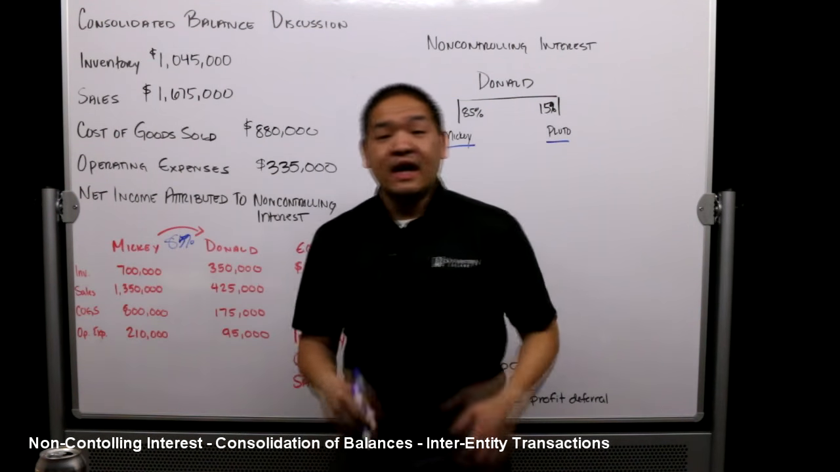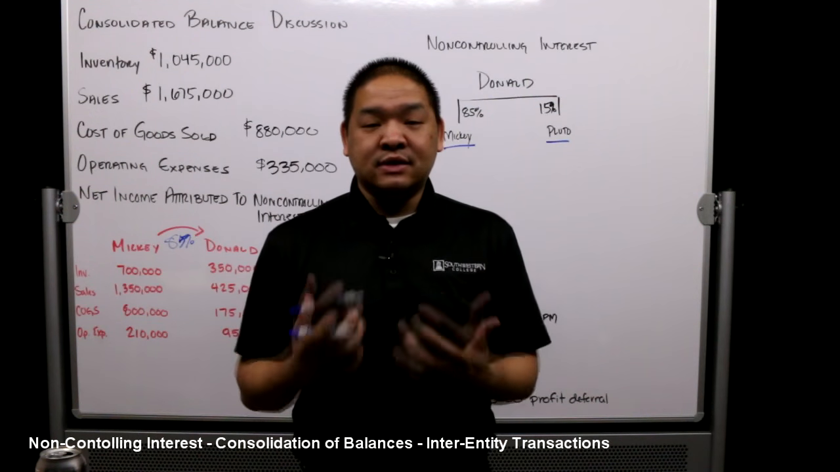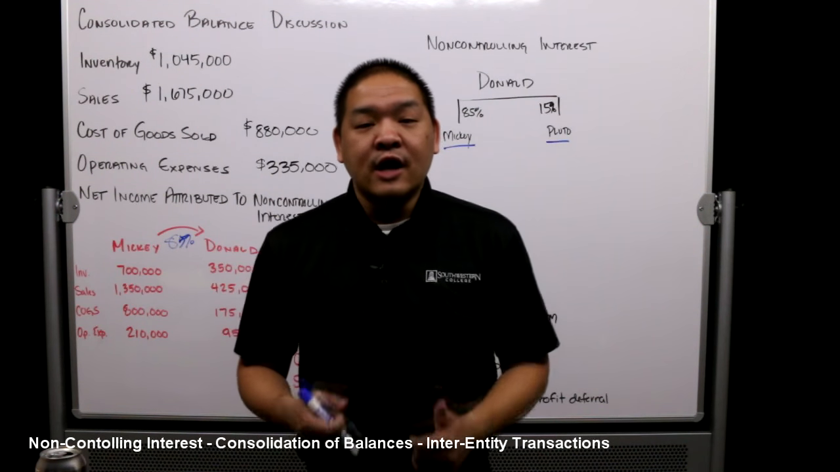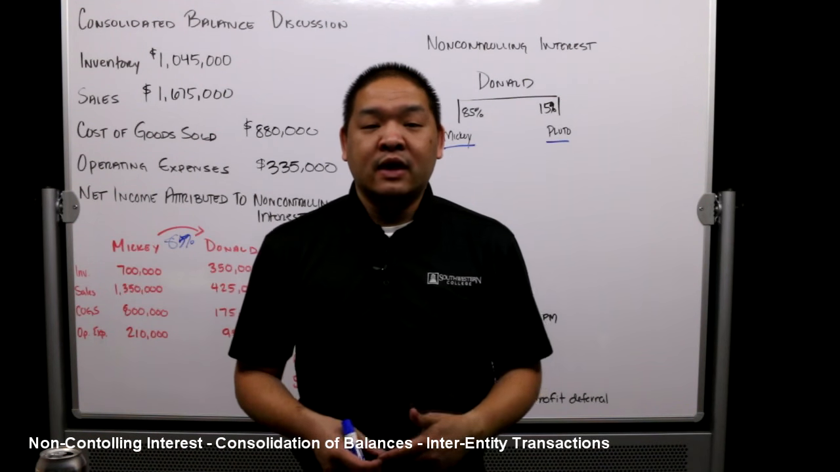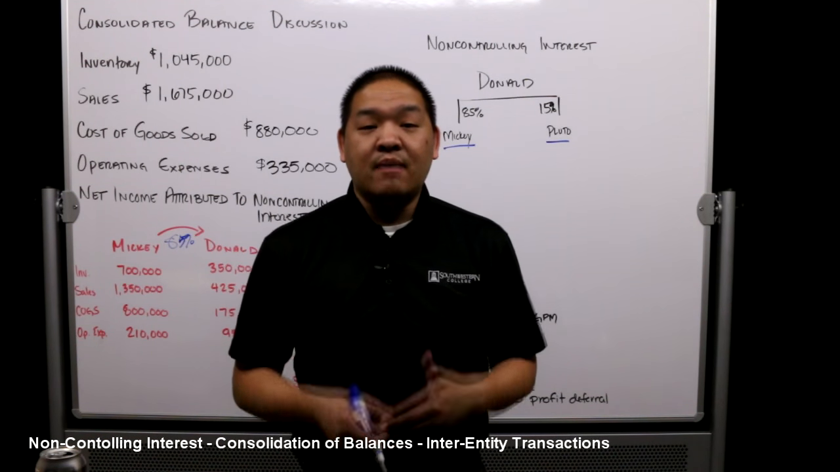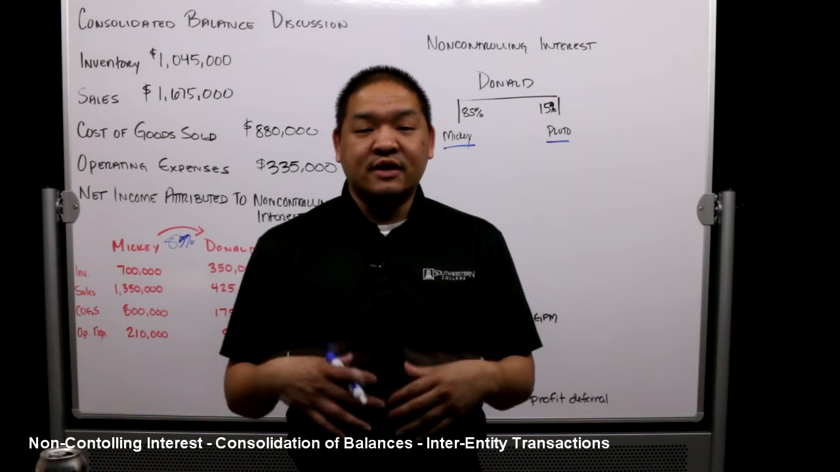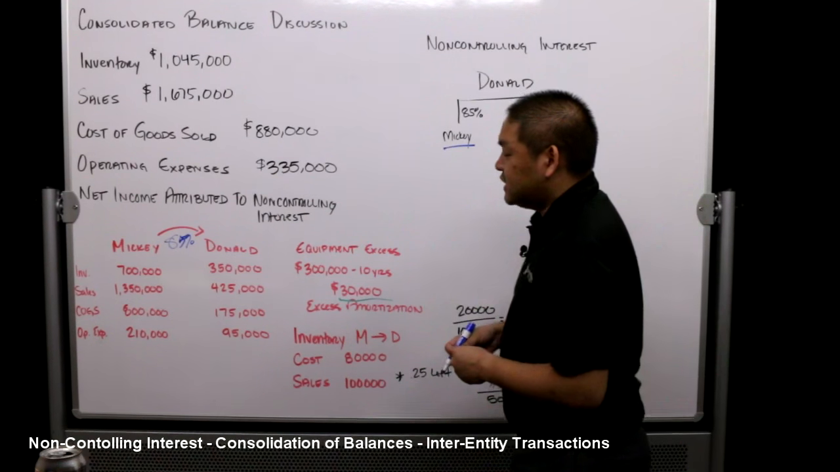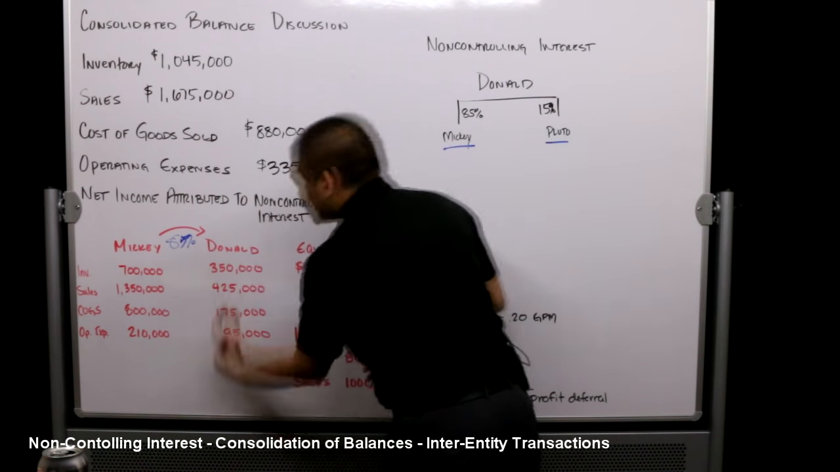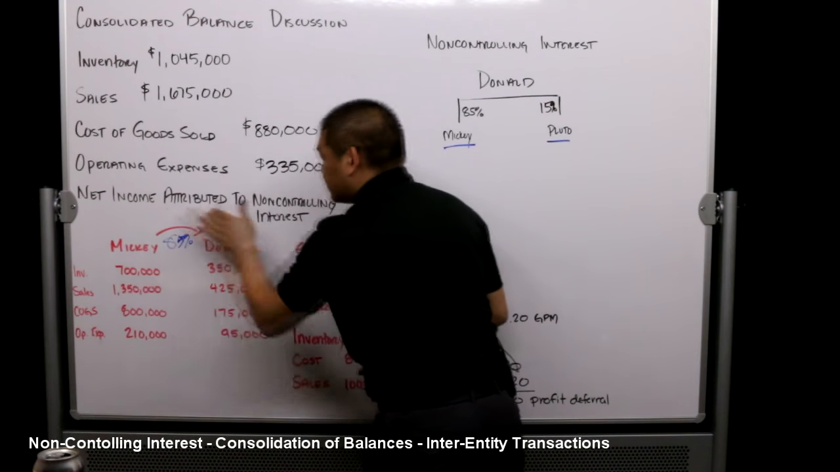Which also means that 15% of the profits that Donald has doesn't belong to Mickey. Therefore, we need to calculate that amount out. We're going to show you how to calculate that amount based on what we know in this chapter and in previous chapters. To start with, we first need to figure out, okay, how much of Donald's profit is not Mickey's? That's what we're trying to answer.